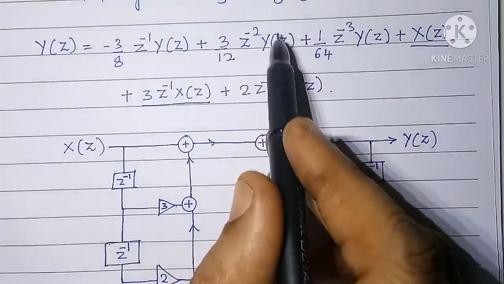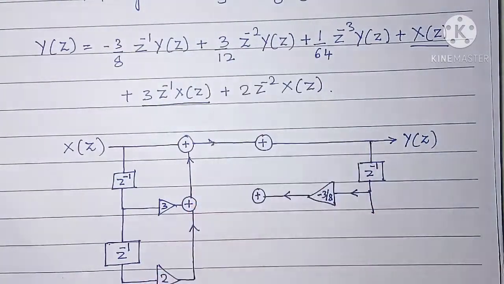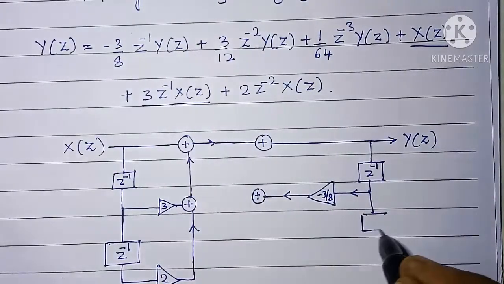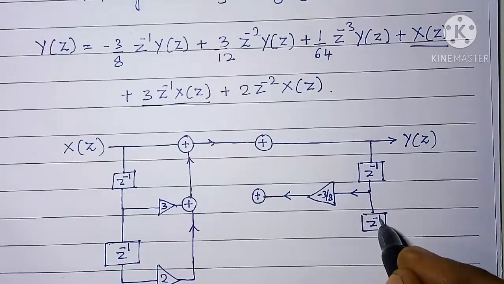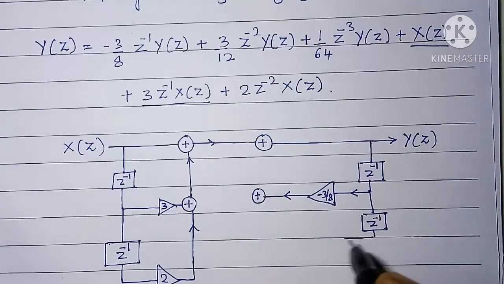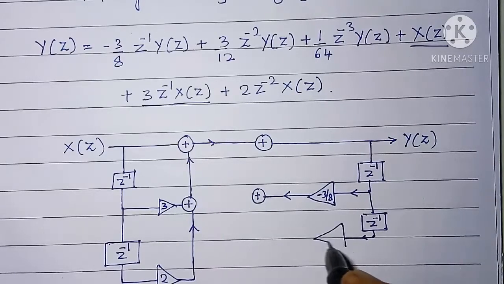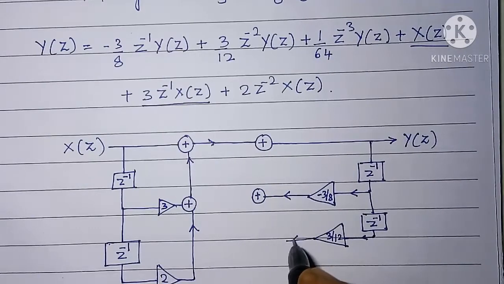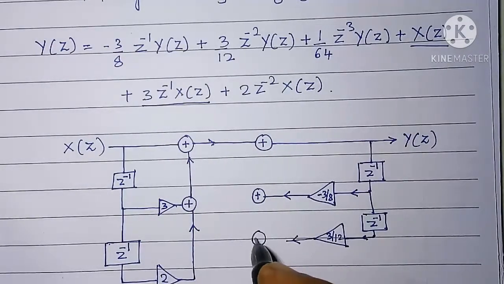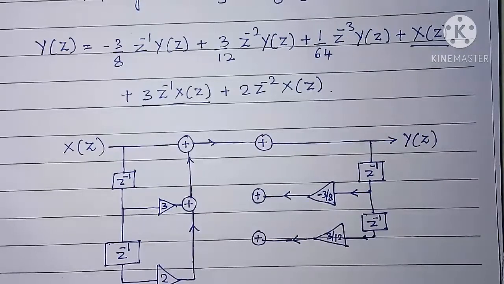Next term is z raised to minus 2 into y of z into 3 by 12. Another z raised to minus 1 here. So y of z into z raised to minus 2 I will get at this point. That is to be multiplied with plus 3 by 12. And from here the output should be connected to the adder.